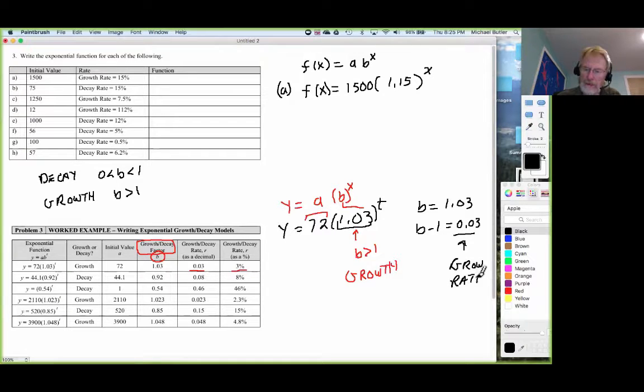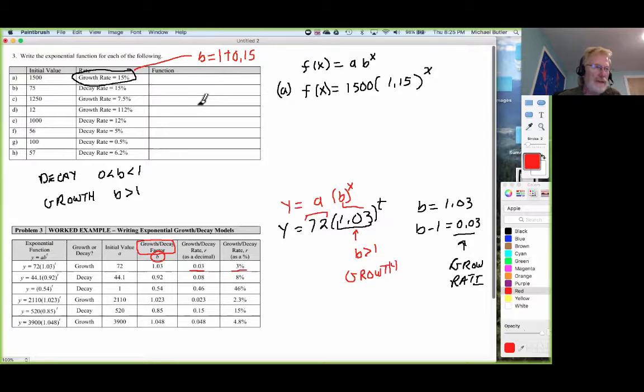All right, now what we're doing is we're going the opposite direction over here. So let's come back to the problem we're working. What they gave us this time is the growth rate, and so what we have to come up with is the growth factor. We have to come up with the base. And so what's that base going to be? Well, the base is going to be equal to 1 plus 0.15.